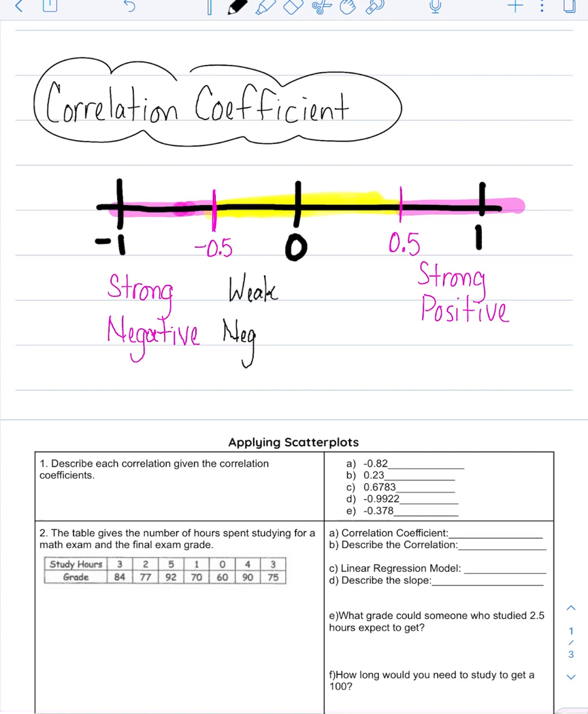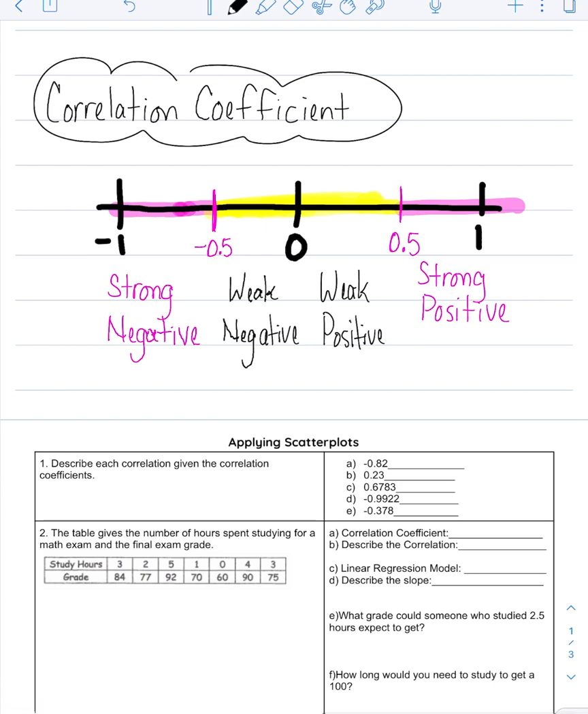Sorry about my pen, guys. A weak negative relationship. And if it's on the positive side of 0, you would say that's a weak positive relationship. I won't go into detail about what the positive and negative mean. Bottom line, you want to be able to decide if something is strong or weak and negative or positive. Let's take a look at some of these examples. Look at number 1, and if you will, jot these numbers down because you want a good resource to look back at. Number 1 says, describe each correlation given the correlation coefficients.